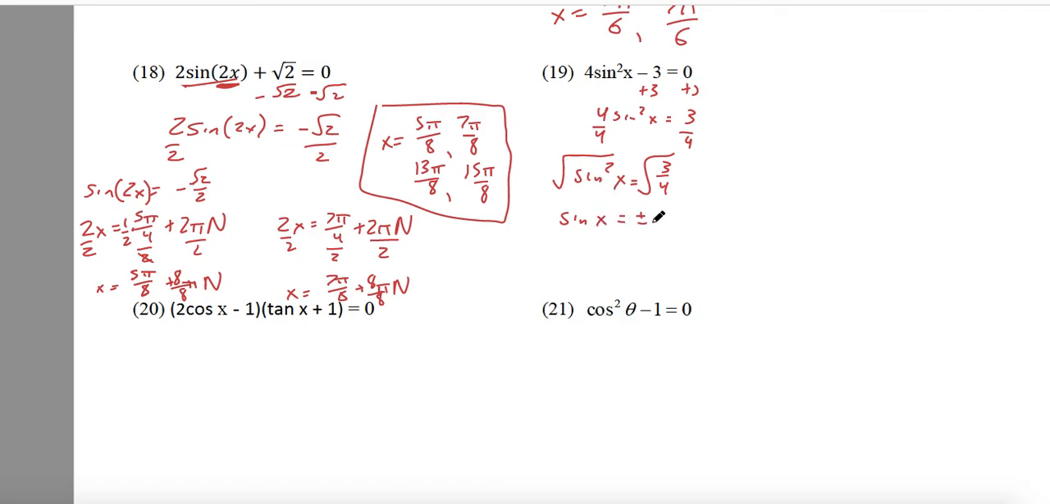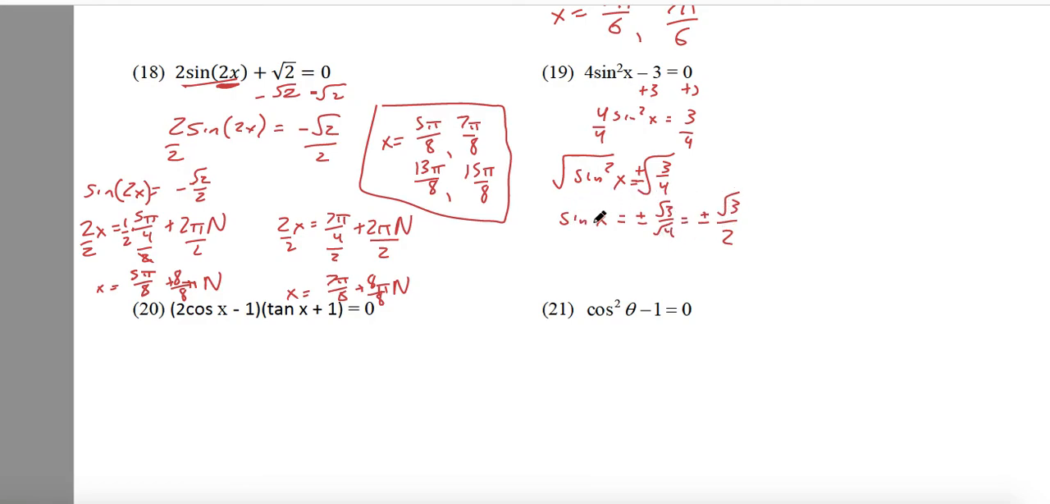So sine x equals plus or minus the square root of 3 over the square root of 4. And it's always plus or minus when you take a square root. But the key here is rewriting this as plus or minus the square root of 3 over 2, because the square root of 4 is 2. And one of the properties of radicals is fractions inside of a radical can be split up.